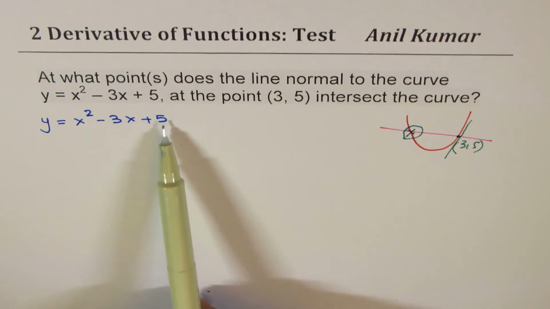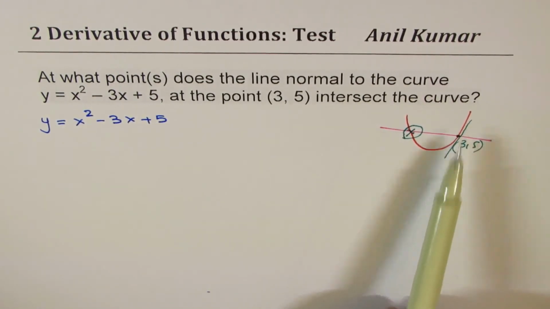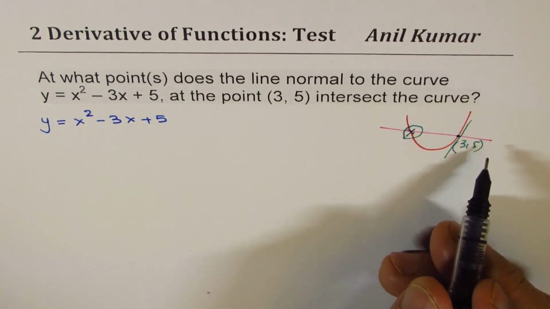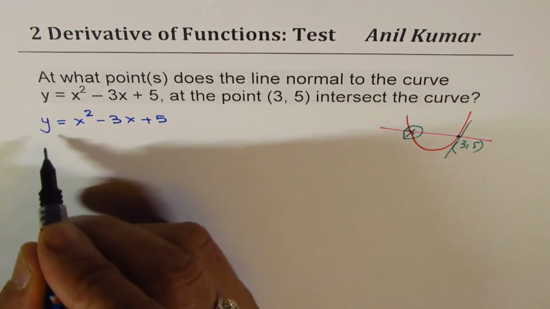9 minus 9 is 0 plus 5. So the point is on the curve. Okay, so let's find the equation of the normal. For that, let's find the slope first.